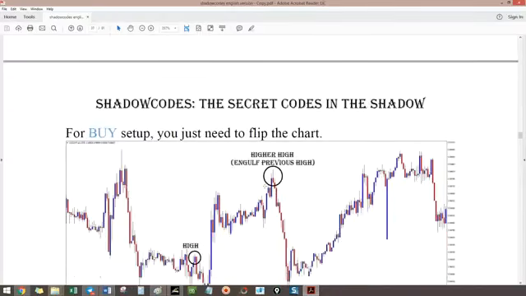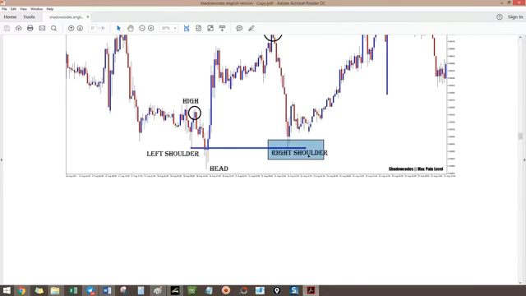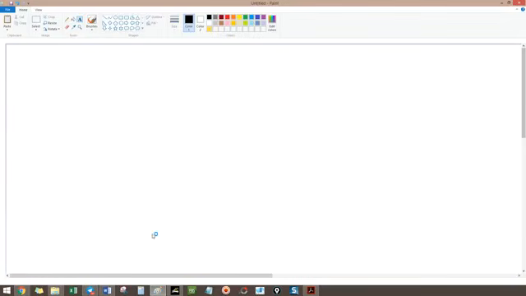And the second one, for a buy setup, you have a low, a high, a lower low as a head, and a higher high to engulf this high, and then you'll be entering at the right shoulder. All right. Okay, so that's it for basic QM.